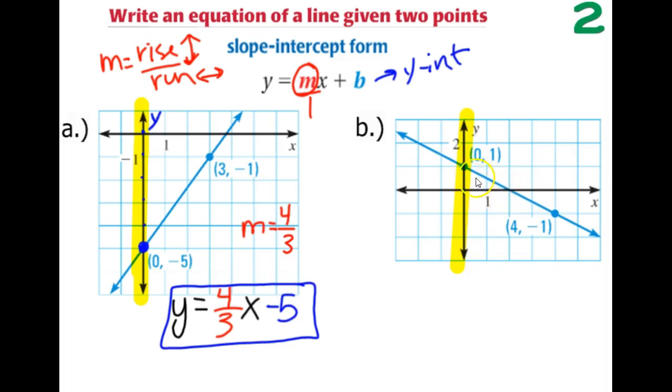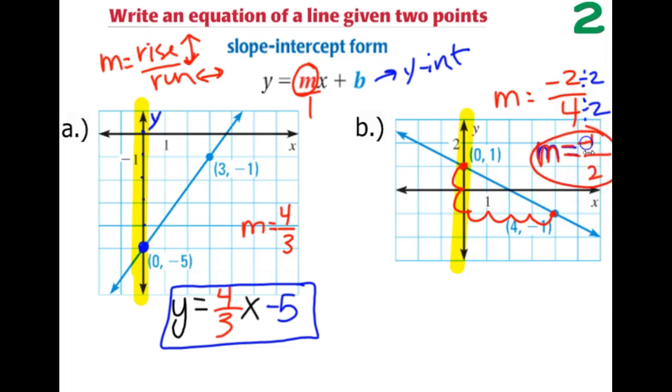Same thing on this one. First, I'm going to find my slope from this point to this point. I'm going down, or negative 1, negative 2. And I'm going over 1, 2, 3, 4. 2 over 4 is a nice slope. However, we can simplify it by dividing by 2. We'll go back to red here. Negative 2 divided by 2 is negative 1, and 4 divided by 2 is 2. So negative 1 over 2.